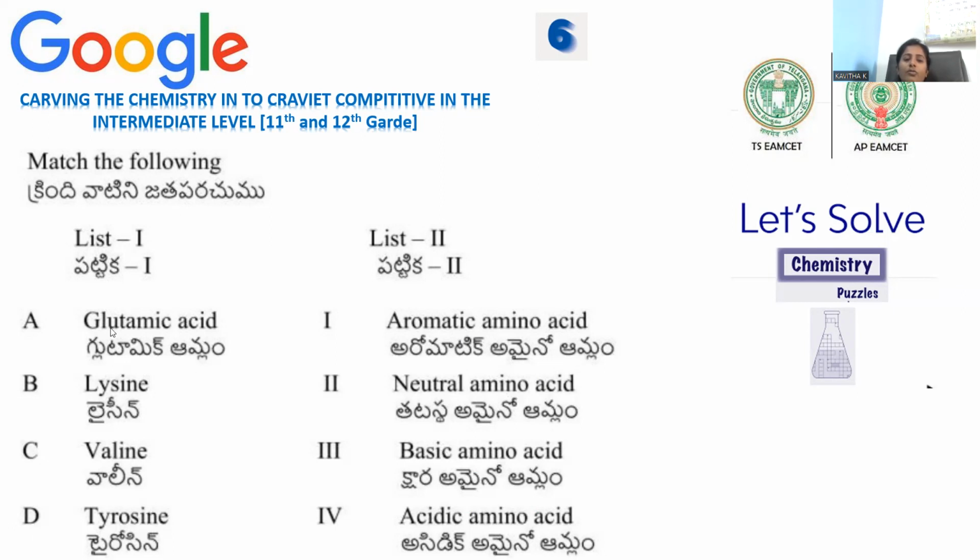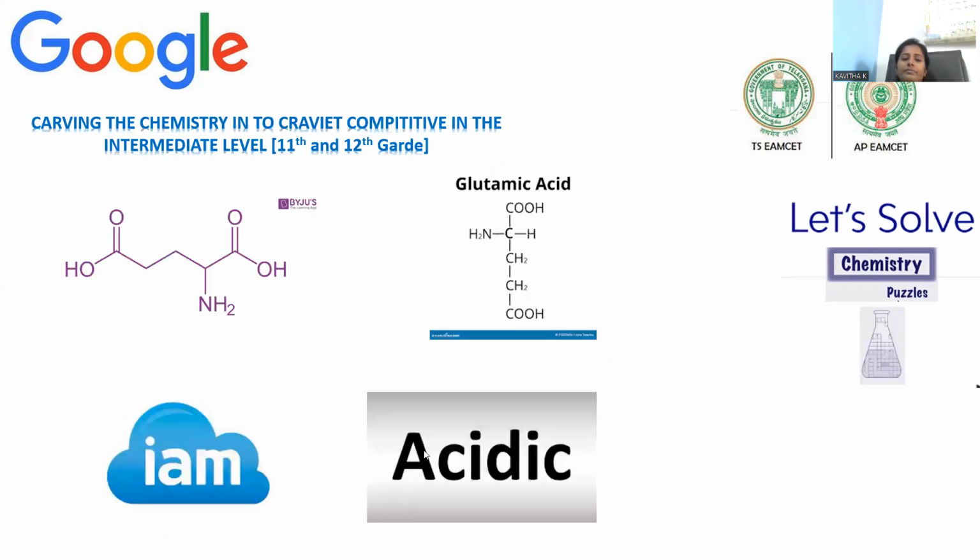Glutamic acid, lysine, valine, tyrosine. So these are the compounds. Aromatic amino acid, neutral amino acid, basic amino acid, acidic amino acid. So the compounds and their nature are to be mapped. For that, let's see one by one.